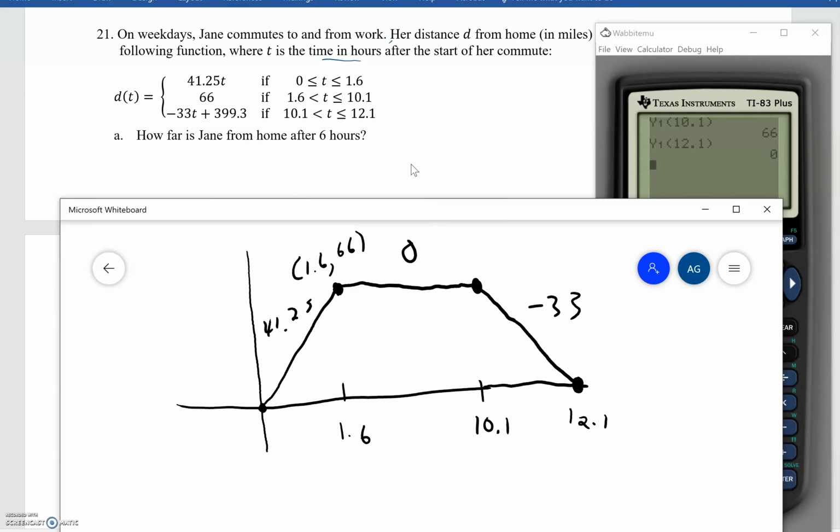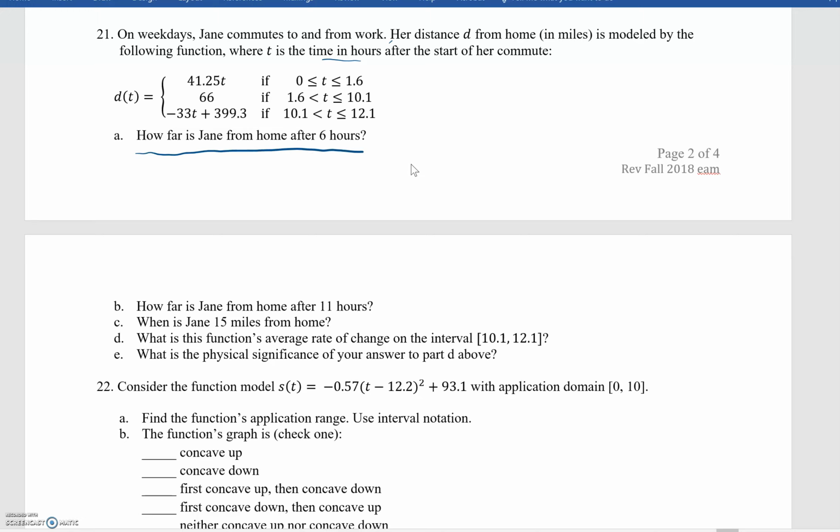All right, let's go now to our questions. So how far is Jane from home after 6 hours? So after 6 hours, that's here. I'm just sitting at work, so the distance from home doesn't change. It's just 66. So I don't really have to compute anything there. I can just say, oh, well, it's just 66.